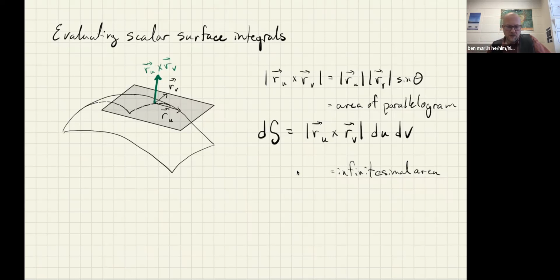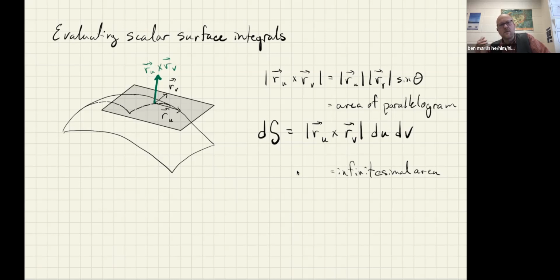But notice what I've written here: when you take the magnitude of that, you're going to get the magnitude of r_u times the magnitude of r_v times sine of theta, which is the area of a parallelogram. But the parallelogram we're going to be thinking about, with the du and dv on them, is going to be infinitesimally sized.